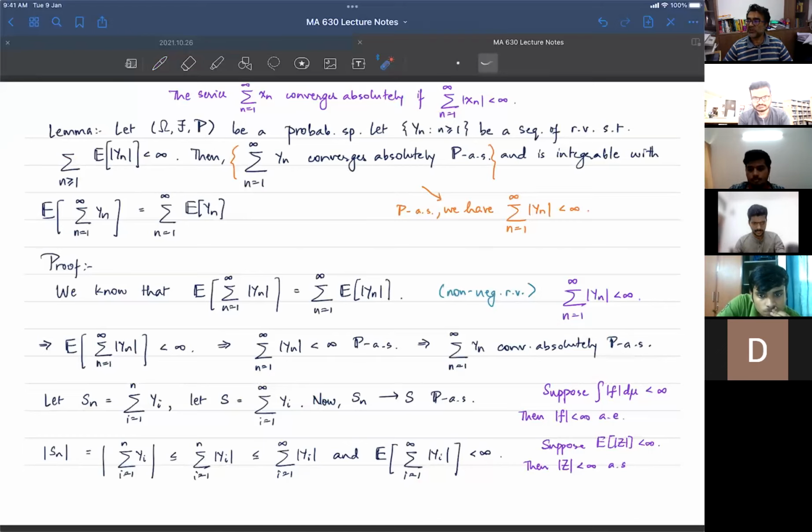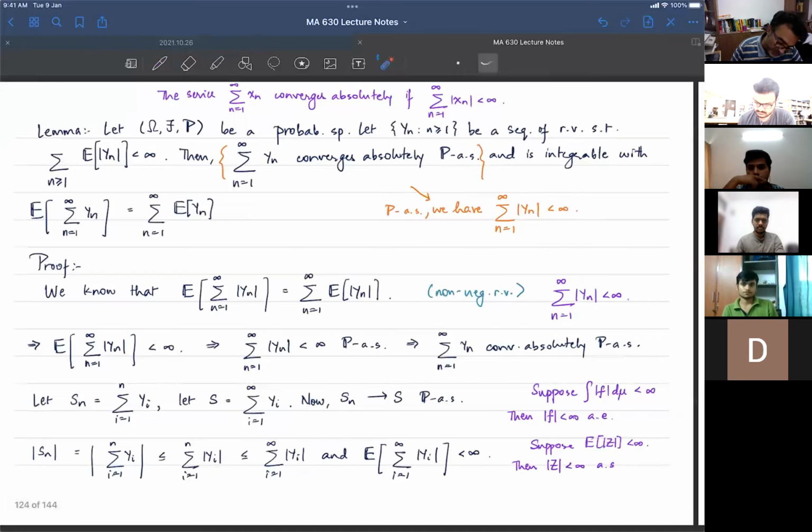So now we can use the dominated convergence theorem. The sequence Sn converges to S. The sequence Sn is integrable. Sn is dominated by this guy, and this guy is integrable. So you can use the dominated convergence theorem and say the integral of the limit is the limit of the integrals. Questions? All right, so that's what I've done here.